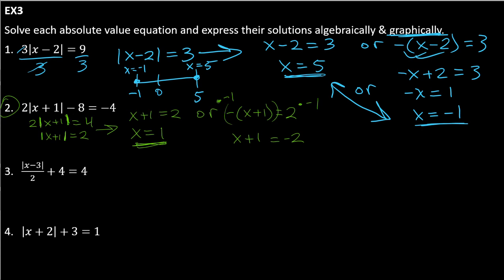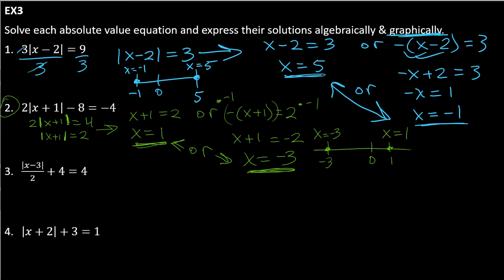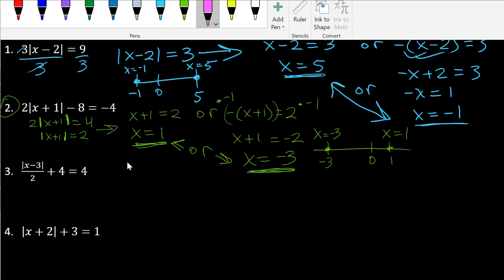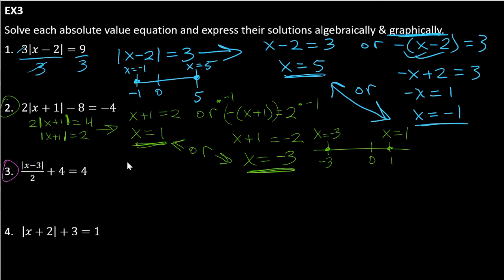So all we're going to do now is simply subtract 1 from both sides, and we get x is negative 3. So x is positive 1, or x is negative 3. Our graph is going to look like this. So x is negative 3, and we'll go ahead and say 0 is here, and positive 1 is here. A little bit closer to 0. Okay, real simple. We'll do one more example.